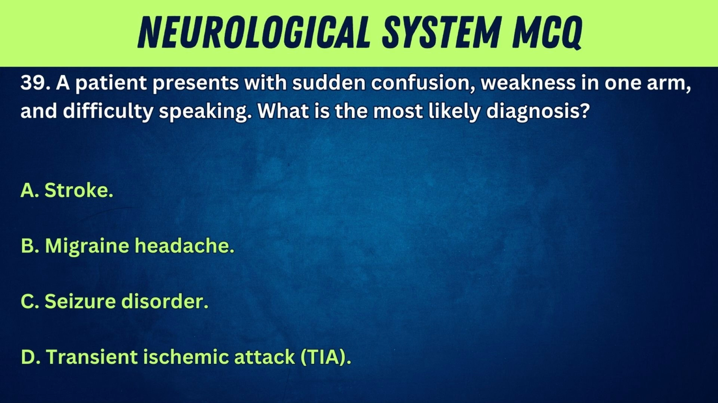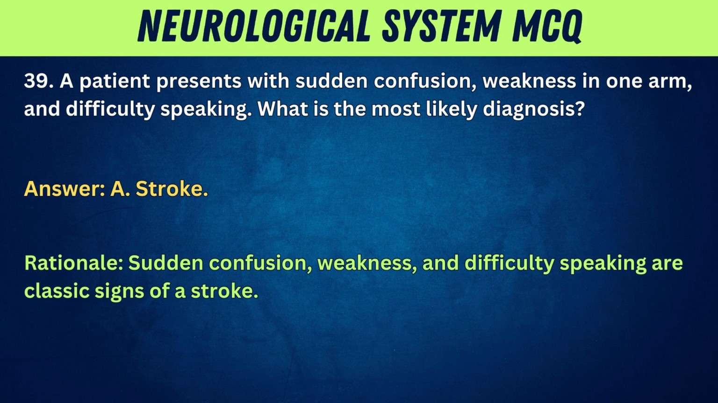What is the most likely diagnosis? A. Stroke. B. Migraine headache. C. Seizure disorder. D. Transient ischemic attack, TIA. Answer: A. Stroke. Rationale: sudden confusion, weakness, and difficulty speaking are classic signs of a stroke.